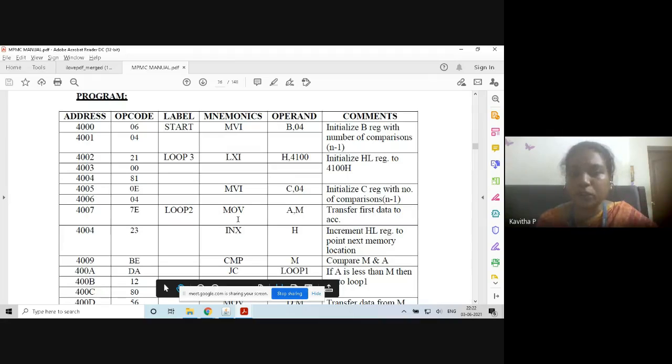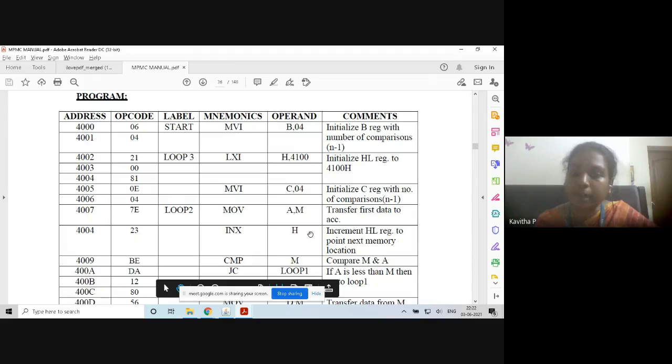Next, what we do is MOV A, M. With MOV A, M, we are transferring the first data to the accumulator. So the first memory location is 4100, and that data has been assigned to the accumulator. And then what we do is INX H.